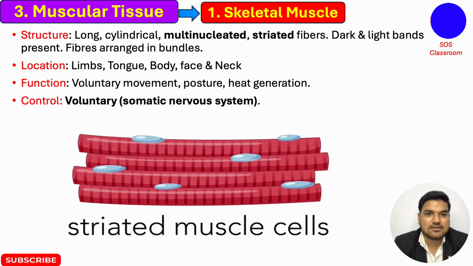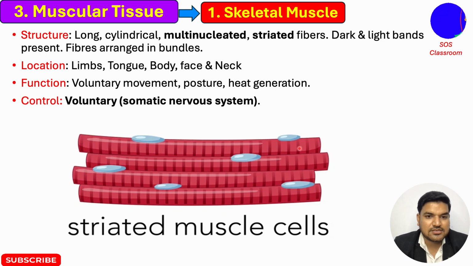First of all, discuss the skeletal muscle tissue. What is the structure of skeletal muscle tissue? It is long, cylindrical, multinucleated, with striated fibers, dark and light bands present, and fibers arranged in bundles. First, see the structure of muscles. It is multinucleated. Multinucleated means that inside the body, skeletal muscles have more than one nucleus.